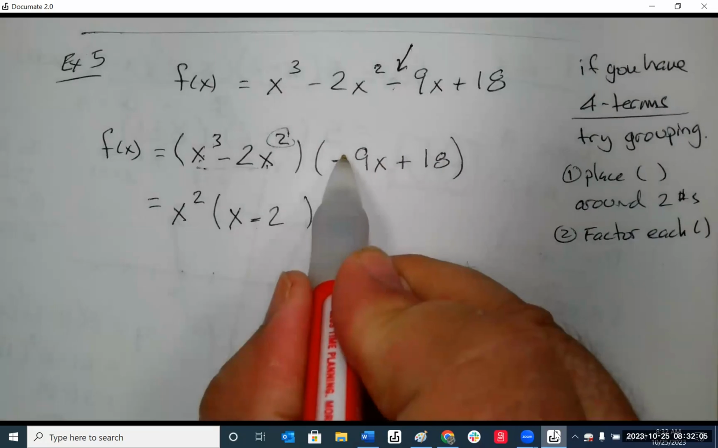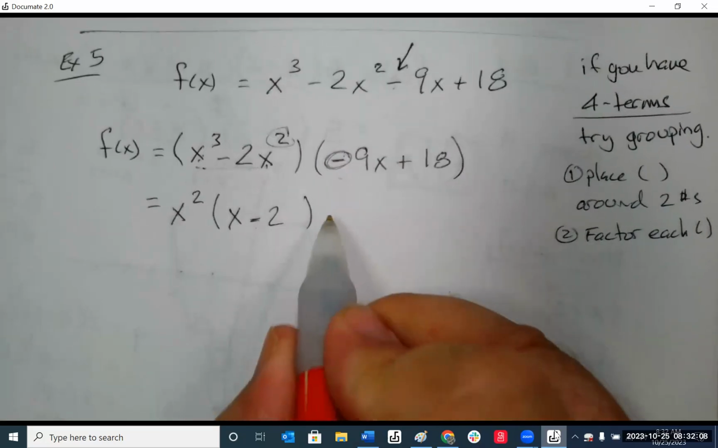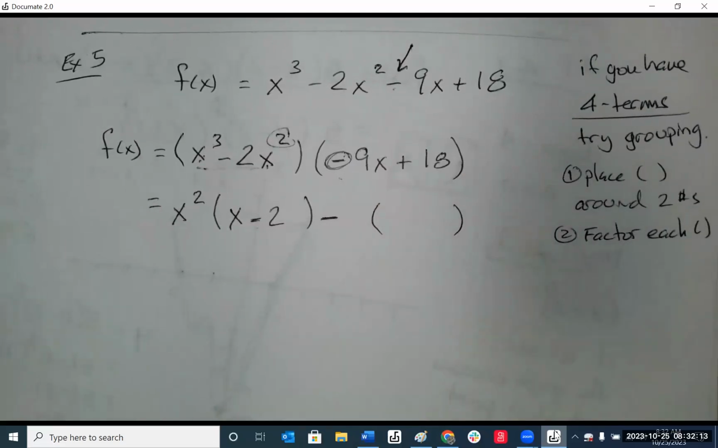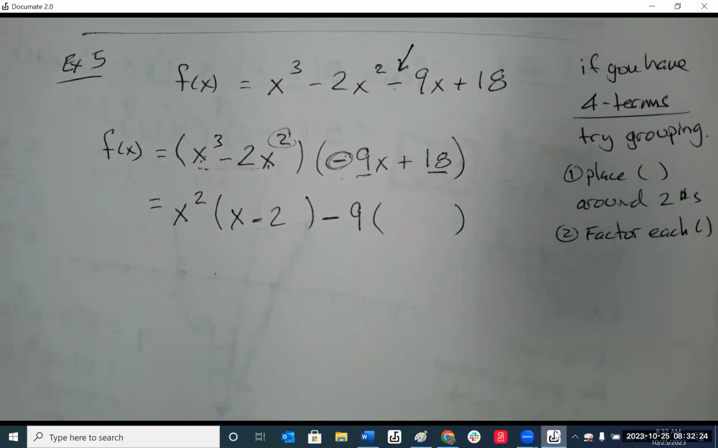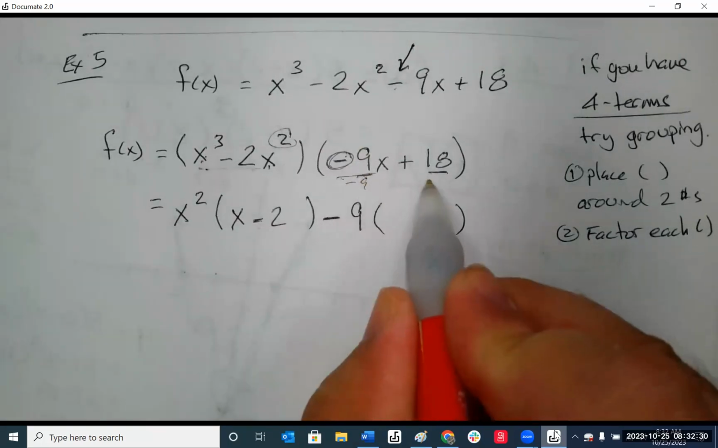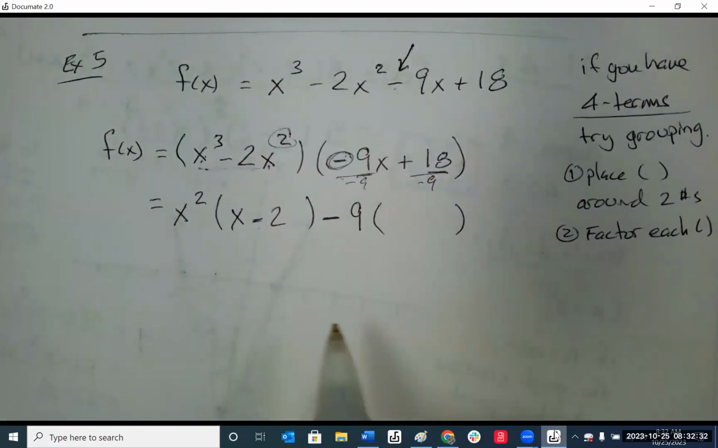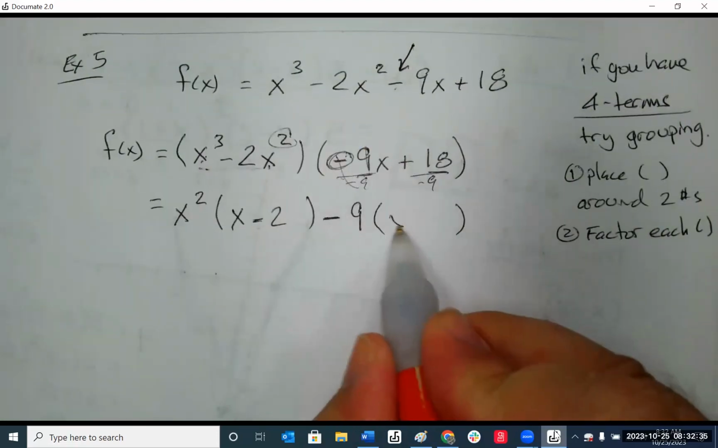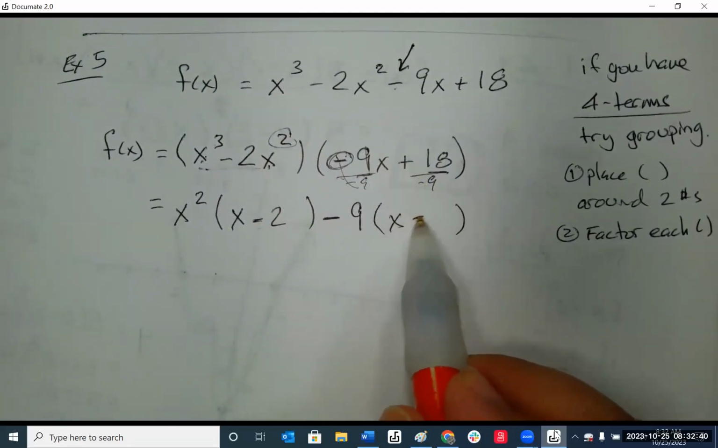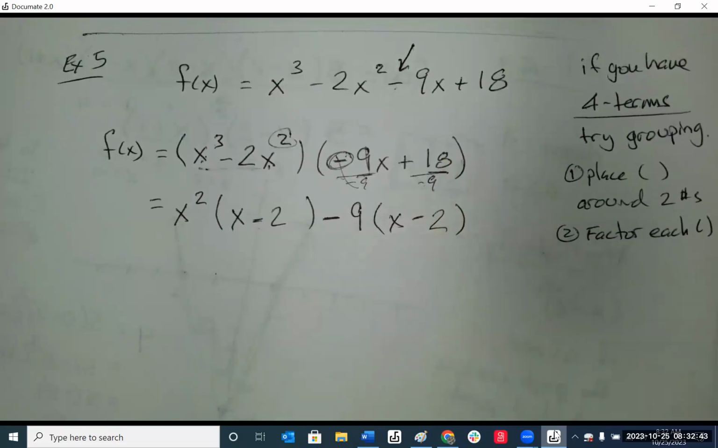And in the second one, since the leading term is negative, we have to factor out the negative. And what that means is everything inside there changes signs. And they both have a 9 in common. So we take out a negative 9. So again, when you factor something out, to see what goes inside the parentheses, just divide them. The negatives cancel, the 9s, so all we have is x. Positive and negative is negative. 18 divided by 9 is 2.